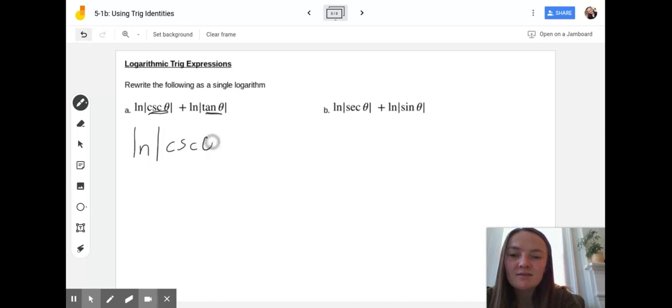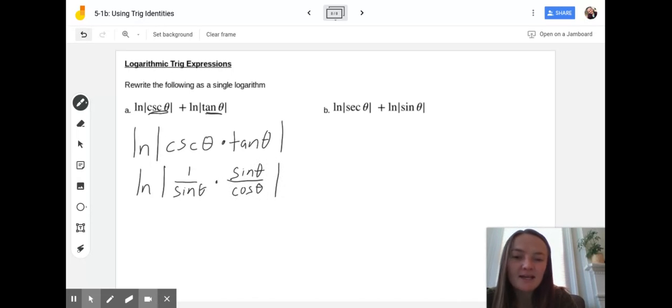We'll say cosecant of theta times tangent of theta. And I want to simplify this some more. Cosecant of theta is the same thing as 1 over sine, and tangent of theta is the same thing as sine over cosine. So let's rewrite this. I have 1 over sine of theta times sine of theta over cosine of theta.